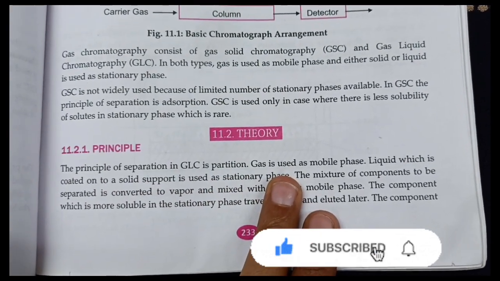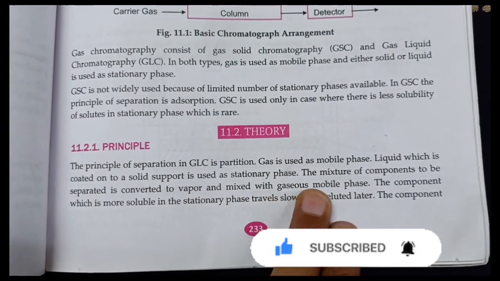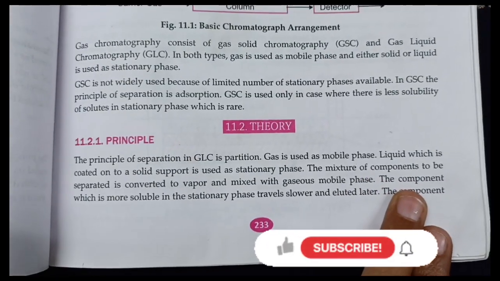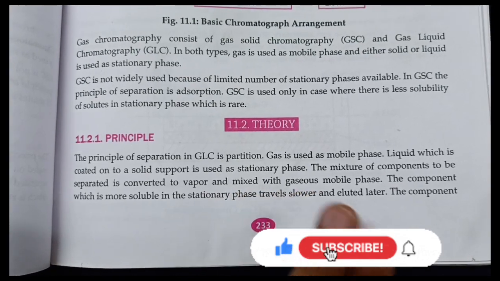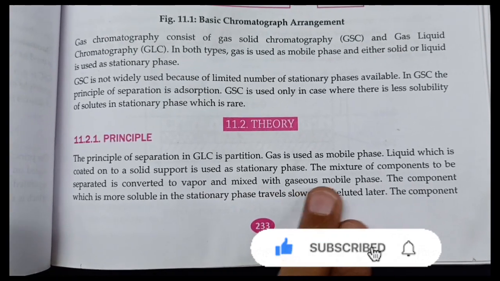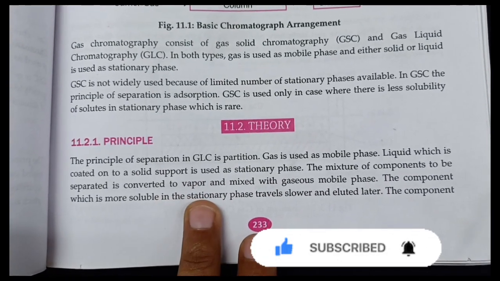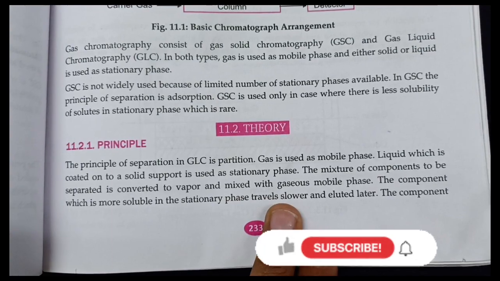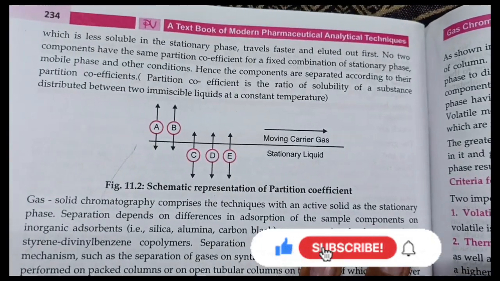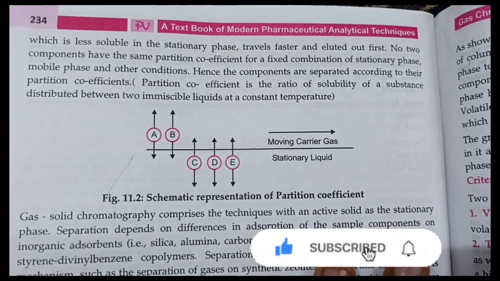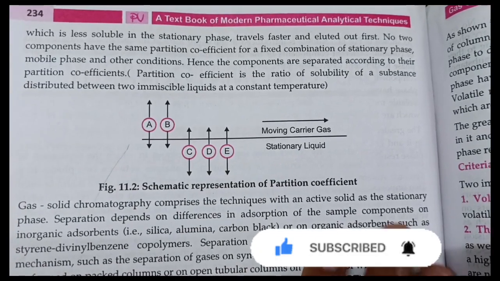The mixture of components to be separated is converted into vapor and mixed with the gaseous mobile phase. The component which is more soluble in the stationary phase travels slowly and elutes later, and the component which is less soluble in the stationary phase travels faster and elutes first.